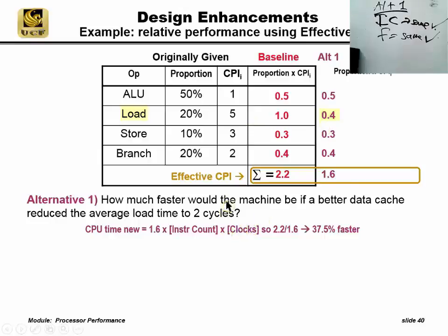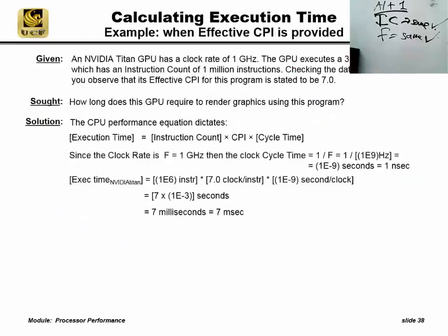So if someone asks you how much faster, we're not changing instruction count. We're not changing frequency. So that means we don't change the clock cycle time. That's the clock period. The only thing changed, really, we went from what? From 2.2 CPI down to 1.6. So the ratio of the CPIs is actually telling you the ratio of execution times. Why? Because we have the performance equation. Let's go back. Performance equation: instruction count times CPI times clock cycle time.